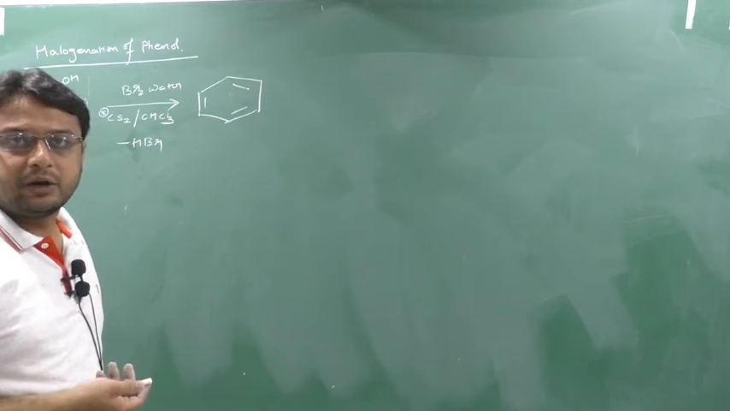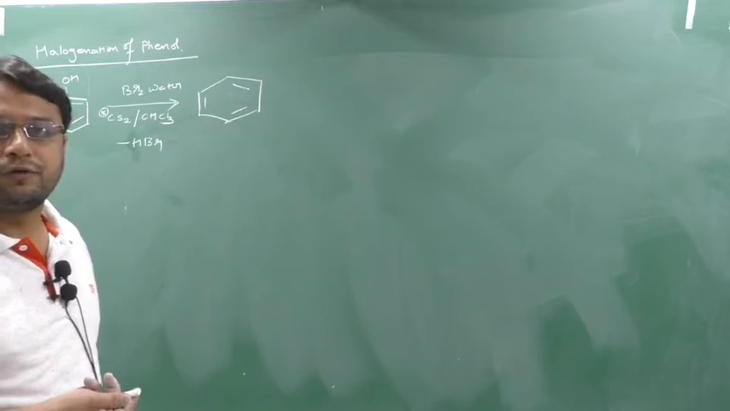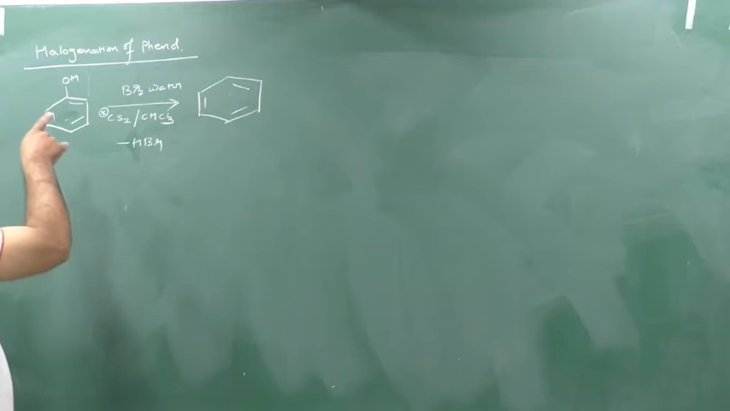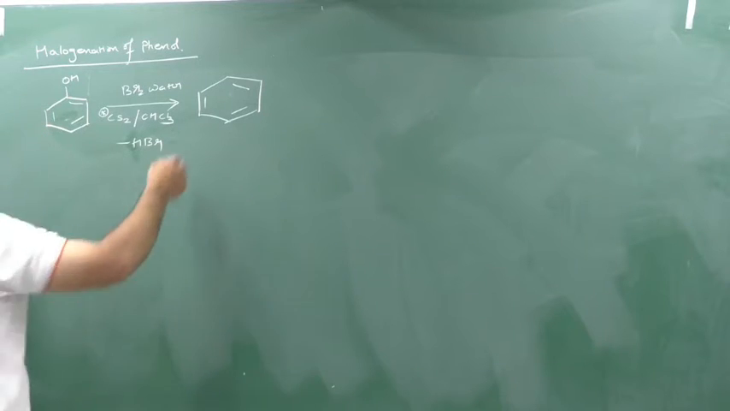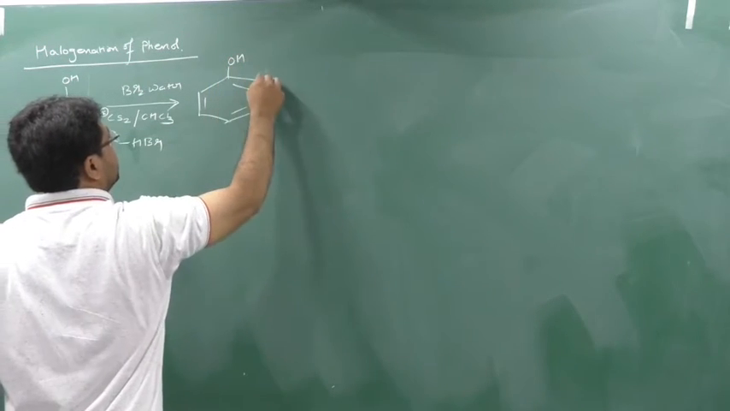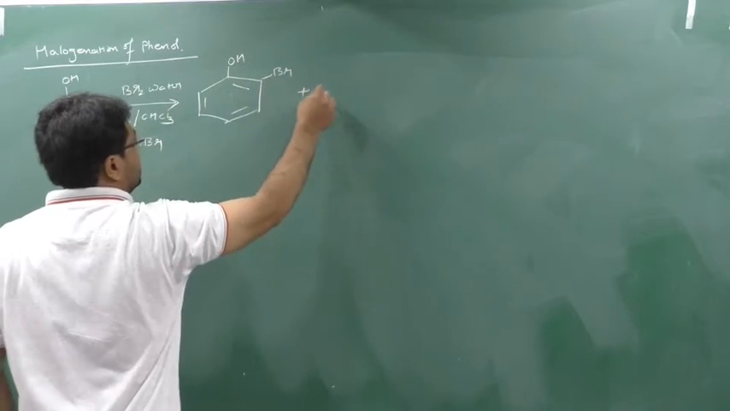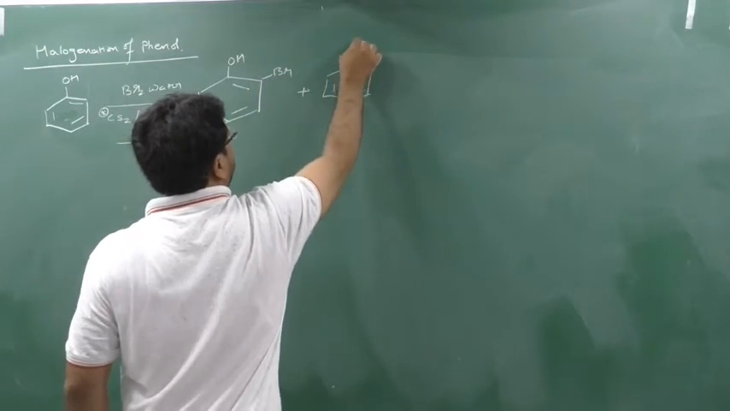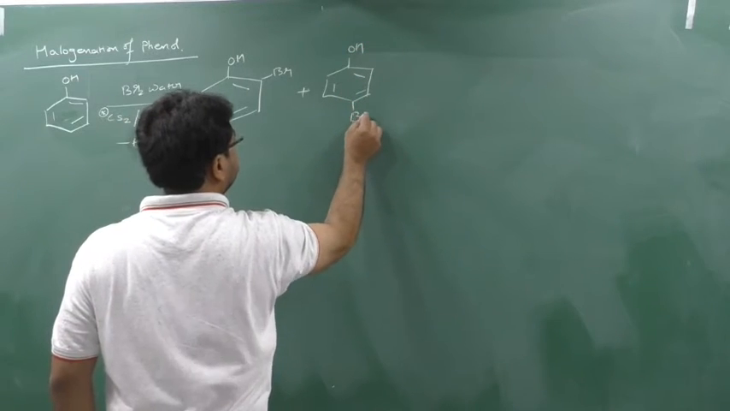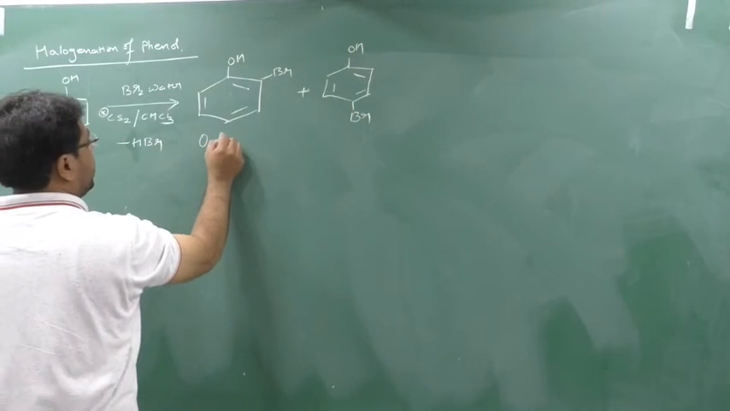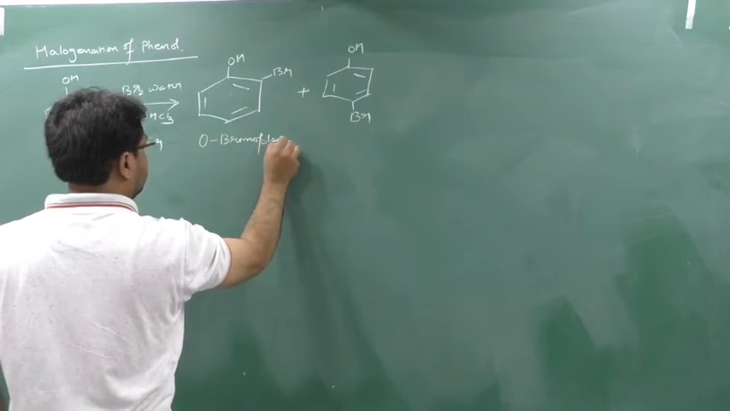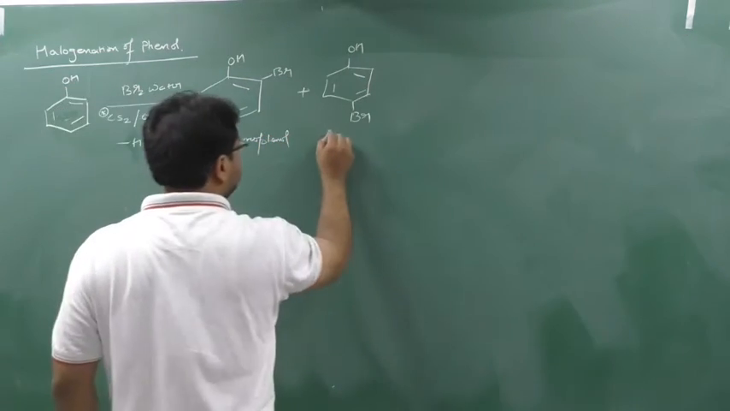Bromine is negative, so how will it go with the electrophilic substitution? I will show you. Here also I am doing the electrophilic substitution reaction of phenol only. So here OH, and here will come Br, or it will come here. OH, Br. What is the name? Either you will get o-bromophenol or you will get p-bromophenol.